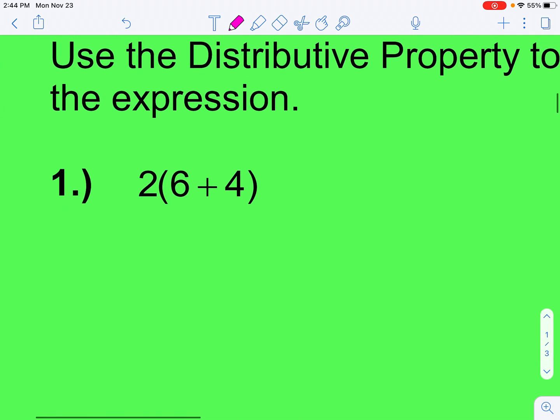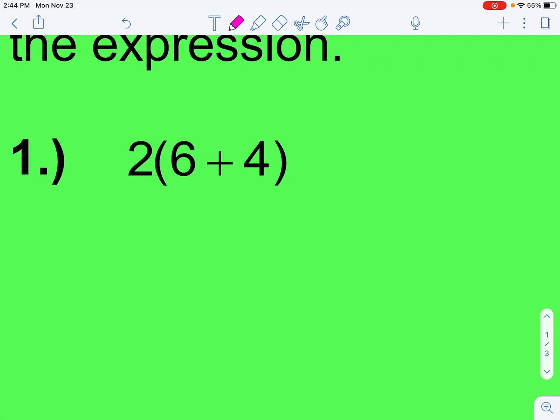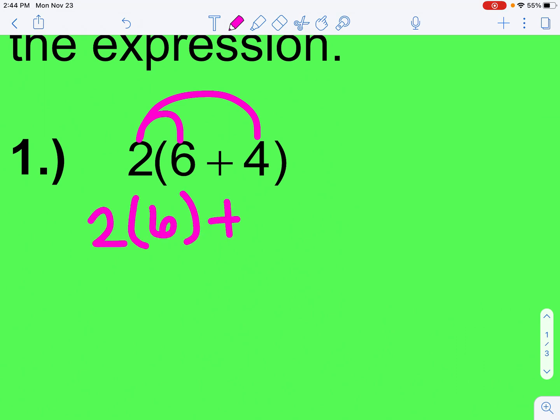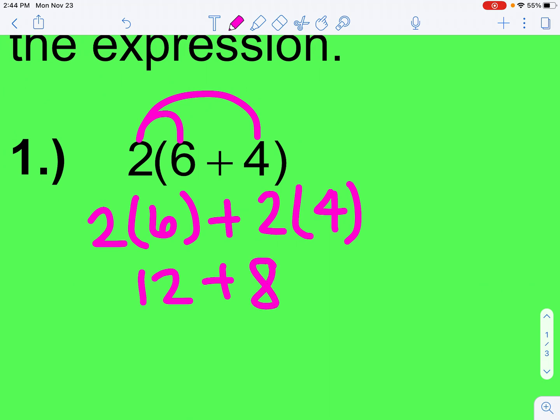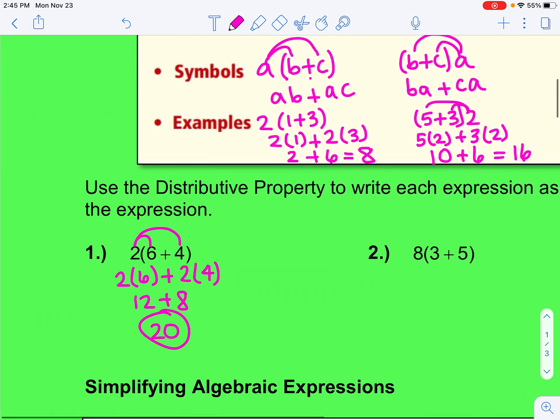Number 1, we are going to use the distributive property to write each expression as an equivalent expression, then evaluate it. The first thing we need to do is draw arrows showing I'm multiplying the 2 times the 6 and times the 4. So I'm taking 2 times 6 plus 2 times 4. Now let's solve it. 2 times 6 is 12, 2 times 4 is 8, and 12 plus 8 gives us 20.